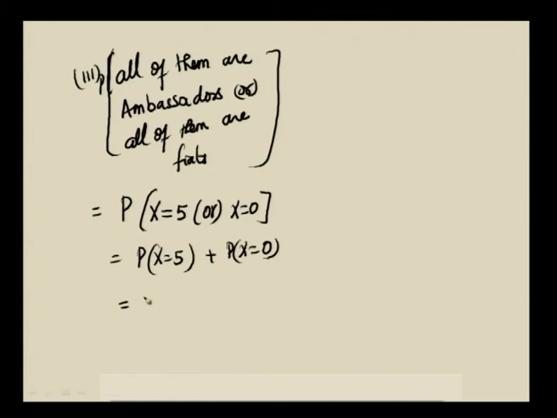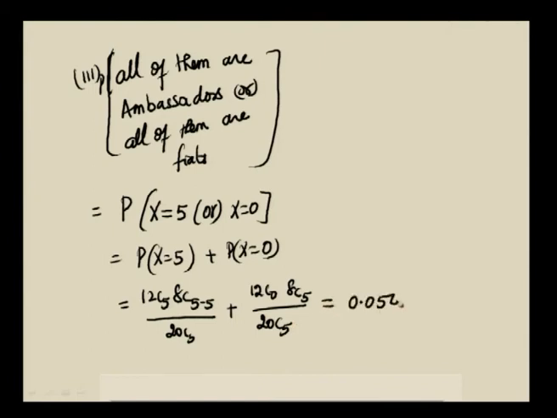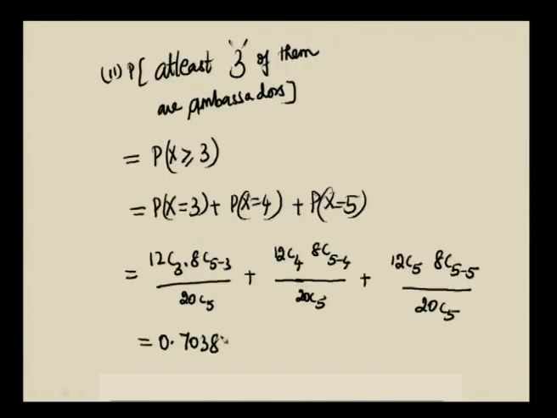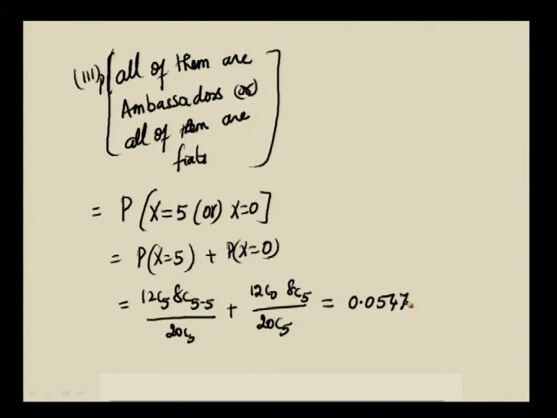When you substitute, it is 12C5 times 8C5 minus 5, divided by 20C5, plus 12C0 times 8C5 divided by 20C5. After careful calculation, the answer is 0.0547. Okay, consolidating: the first sum answer is 0.397, the second one is 0.7038, and the third one is 0.0547.